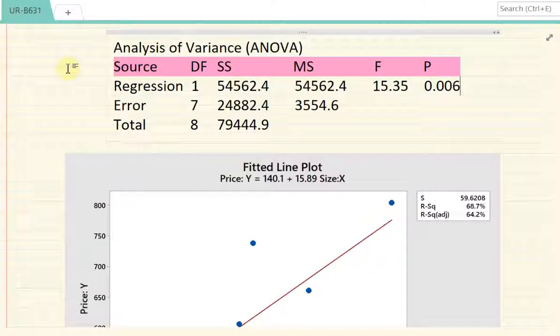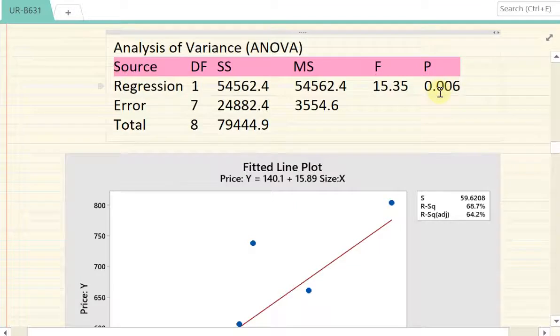The alternative says the contradiction to that, the negation of that. So the alternative says that there is a linear relationship between x and y. So this p-value is actually testing that hypothesis. Null says the linear fit is not correct. Alternative says the linear fit is the right model. So we're going to reject the null and decide that yes, there is a linear relationship between x and y.